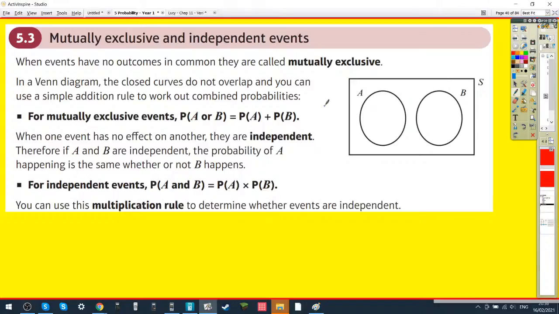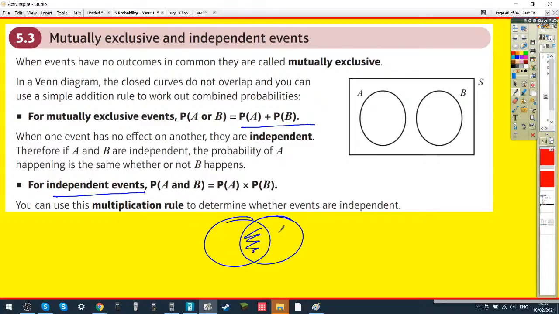Okay, mutually exclusive and independent events. If they're mutually exclusive, when you add the two probabilities together, it's the same as A or B. If they are independent, then the probability of both is the probability of A times the probability of B. The probability of A and B is the same as the probability of A times the probability of B. If they're mutually exclusive, the probability of A or B is the probability of A plus B. This one is A and B. So it's add and times. That's the usual way of going about it.